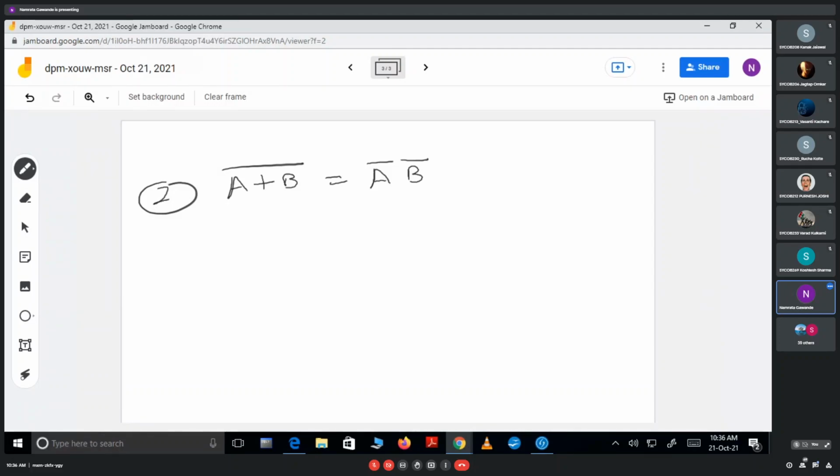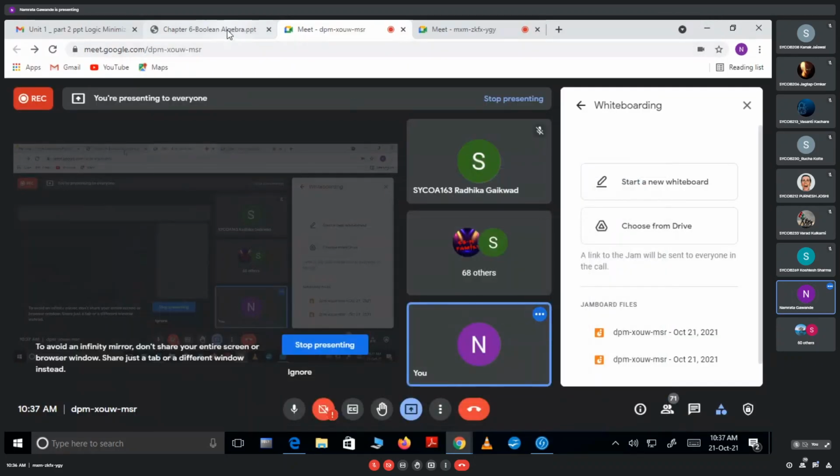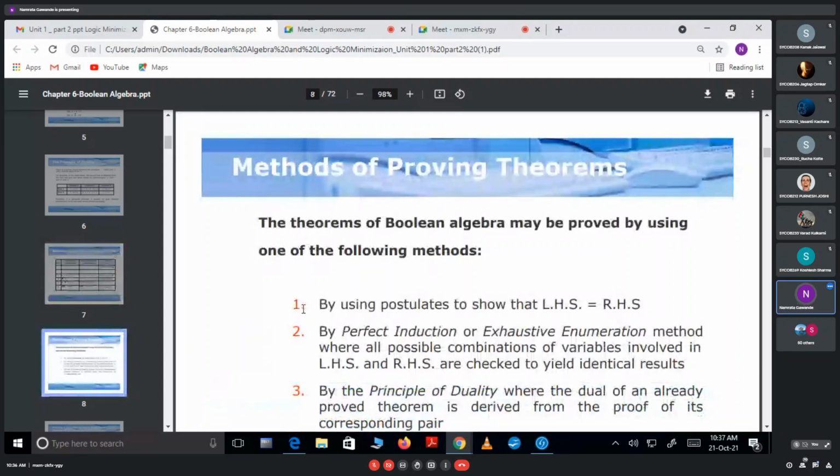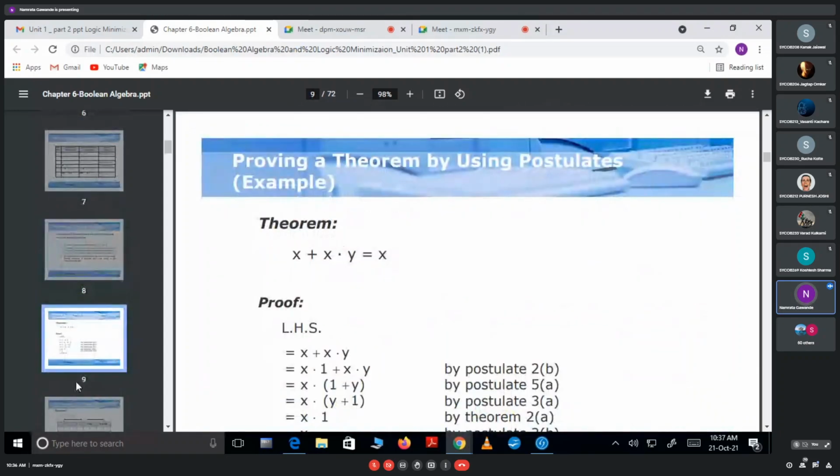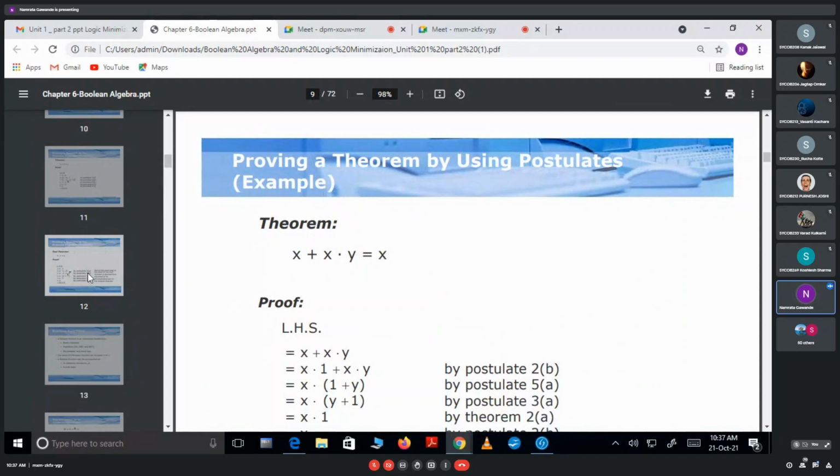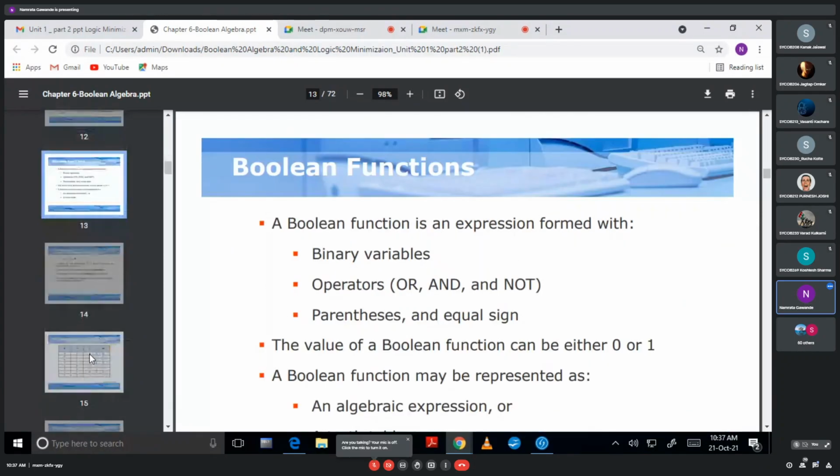I will not go into depth on this, because minimization using De Morgan's law or theorems is not covered now. I have shown this law to show that this equals this, and how you can prove that with the help of a truth table, because we'll be using the truth table representation. Now, we'll come to the first point. Here also it is shown in one PPT how it is proved.